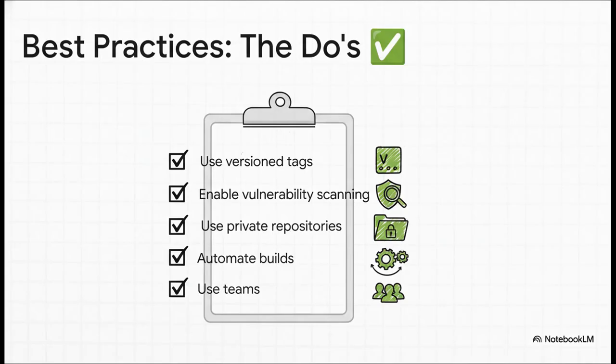So here are your do's, your checklist for success. Number 1, please use specific version tags like 1.1.0. The latest tag is a recipe for disaster in production, always. 2, enable vulnerability scanning on everything, no excuses. 3, if it's proprietary code, put it in a private repository. 4, automate your builds, hook it up to GitHub. And 5, use teams and permissions to keep things organized and secure.